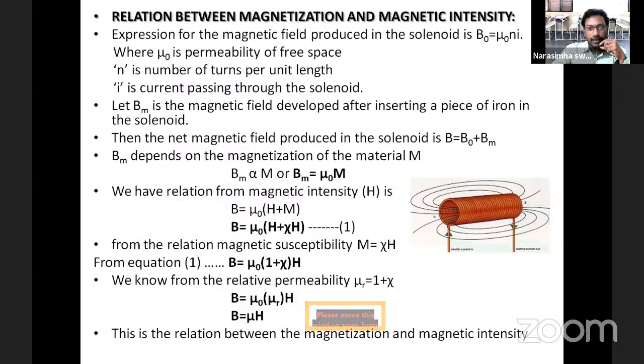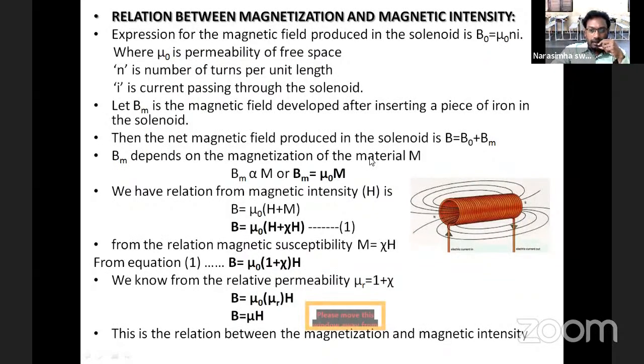Due to this material, that is the piece of iron or any ferromagnetic material, it generates some magnetic field that is indicated with B suffix M, the magnetic field due to the material, and B0 is the magnetic field due to the solenoid. Together the net magnetic field is generated. This is B is equal to B0 plus Bm. This is the net magnetic field produced in the solenoid. Now, Bm depends on the magnetization of the material.